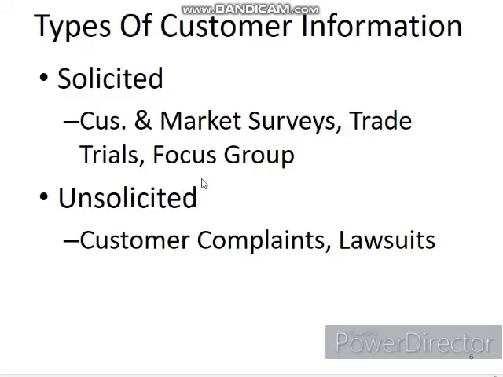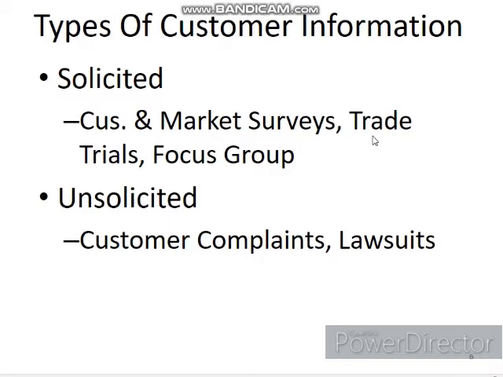This is the regular thing that we do. If you want to get feedback from the customer, we come up with survey questionnaires and distribute them to the market and get the feedback from the customer and from the market that way. The other way to do it is trade trials. For example, you give a free sample of a product and ask people to comment, to give feedback on it.